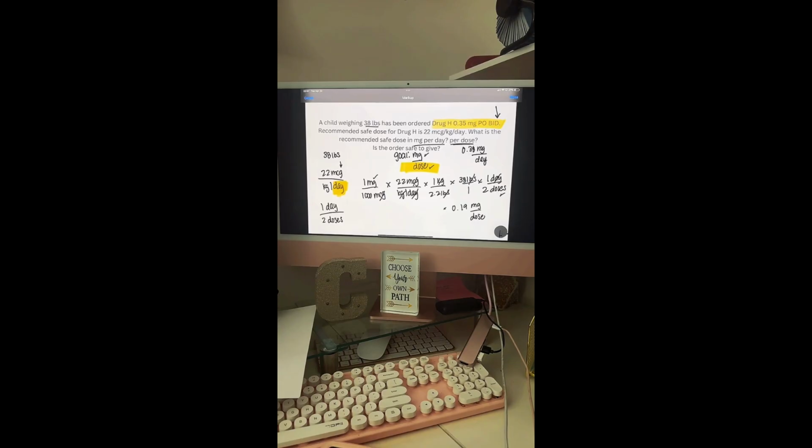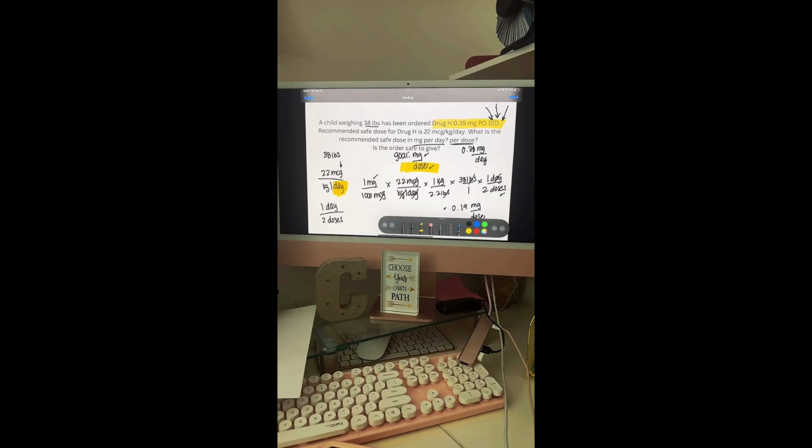Okay, so 0.19 milligrams per dose. So now look. Where did the 2 doses come from? The 2 doses came from right here. Because you see how it says by mouth twice a day. So in one day, there are 2 doses.